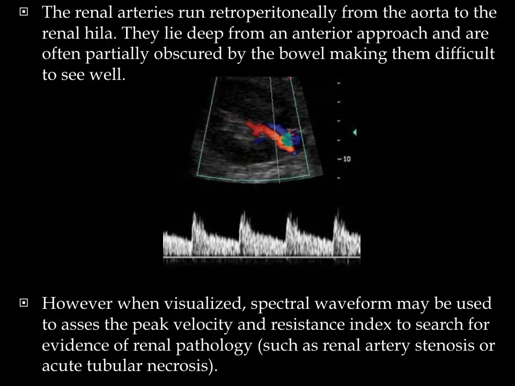The renal arteries run retroperitoneally from the aorta to the renal hila. They lay deep from an anterior approach and are often partially obscured by bowel, making them difficult to see well. However, when visualized, spectral waveform may be used to assess the peak velocity and resistance index to search for evidence of renal pathology, such as renal artery stenosis or acute tubular necrosis. However, this is beyond the scope of practice in the emergency department and should be deferred to formal radiology studies.